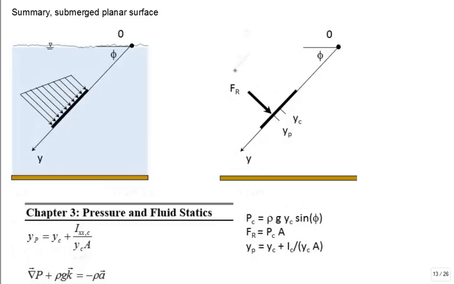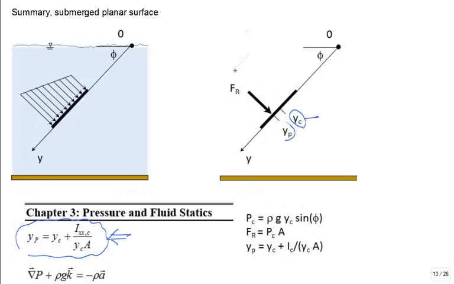So, here's a summary. We have a submerged planar surface. This equation, straight out of our equation sheet, we now understand. We can use it, but we can only use it for a planar surface that's submerged. There's a difference between y sub c. Oh, I forgot the name. What is the name of y sub c? The centroid of the submerged area.